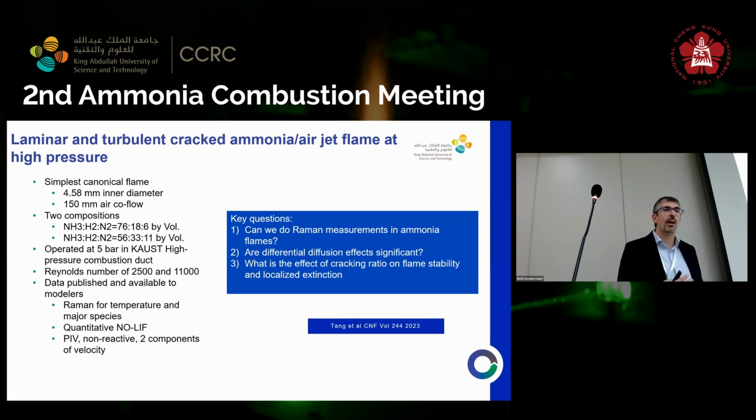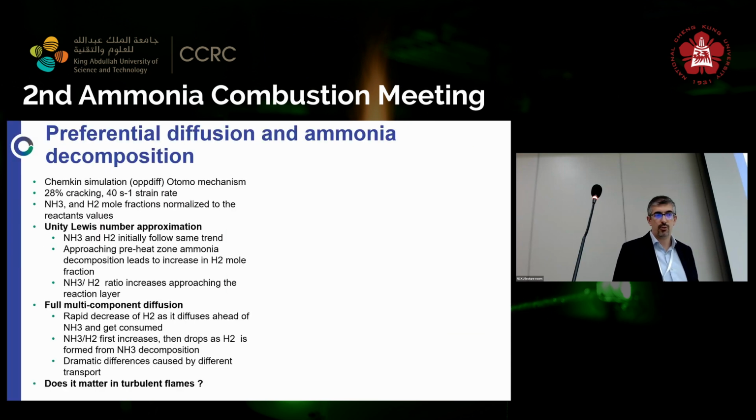What are the questions we're trying to address with this simple geometry? As I said, first of all, can we do Raman measurements? Also, I wanted to investigate if, because this is now a nitrogen-hydrogen mixture, our preferential diffusion effects are significant. Should they be included, for example, in the simulation? Also, we wanted to understand the effect of cracking ratio on the flame stability and localized extinction.